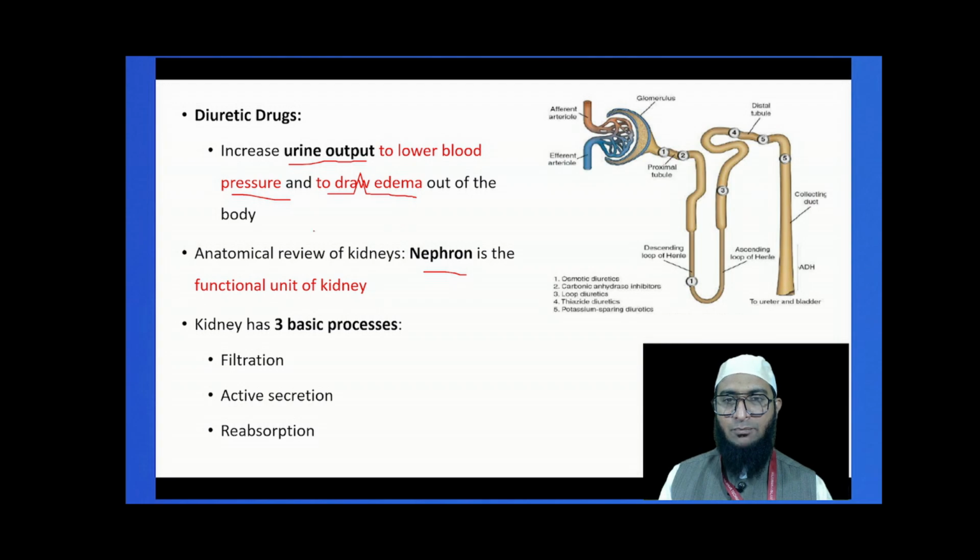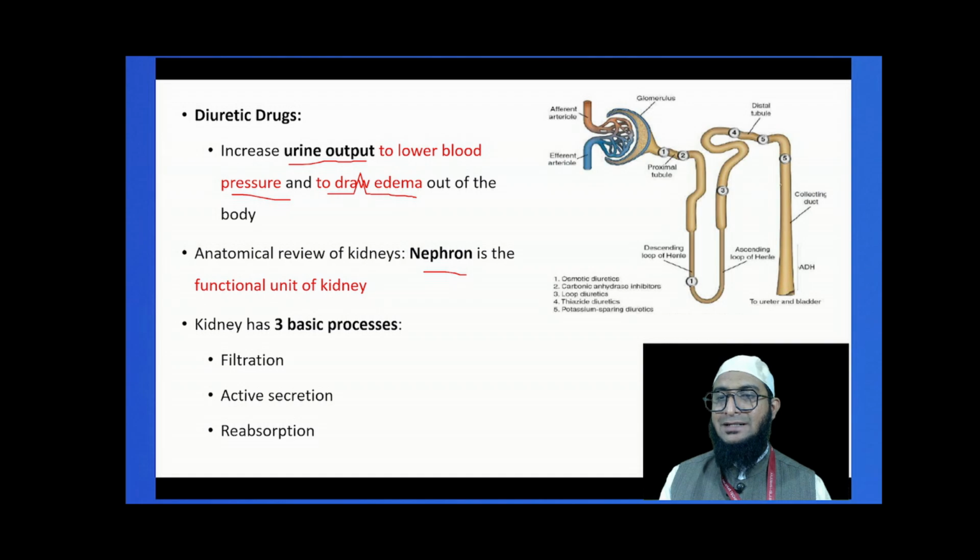So first, let's quickly see the anatomical view of the kidney. This highlighted part is called the nephron, where the blood that comes from the heart is filtered. This part of the nephron is called the proximal convoluted tubule. This is the distal convoluted tubule. Then there are two loops. The loop coming down is called the descending loop of Henle, and the loop going up is called the ascending loop of Henle.